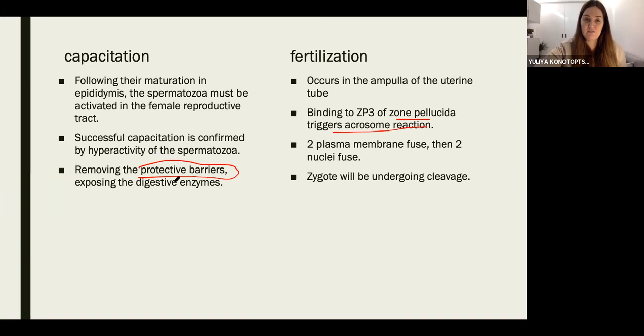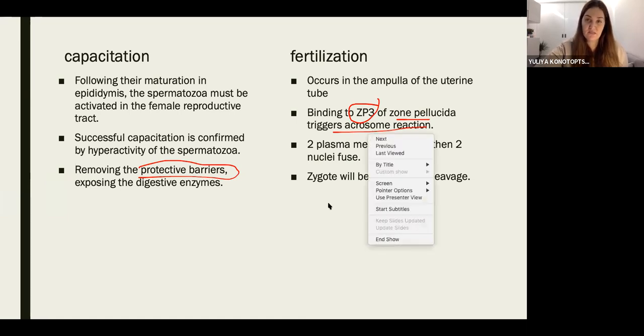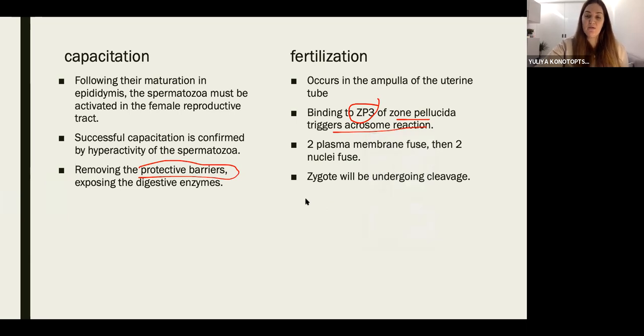But don't forget that these enzymes are actually inactive. So something needs to activate them. What activates them? ZP3, right? As you remember, your zona pellucida has three proteins, ZP1, ZP2, ZP3. And ZP3 is the one which is going to be activating the digestive enzymes there. Once you digest the zona pellucida, you're going to penetrate it.